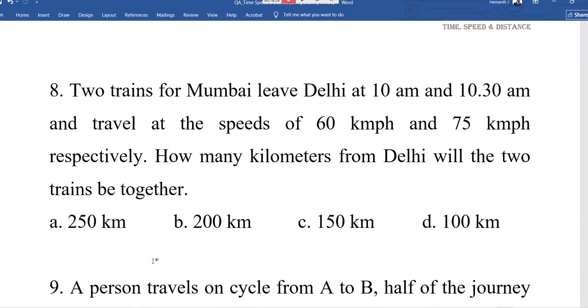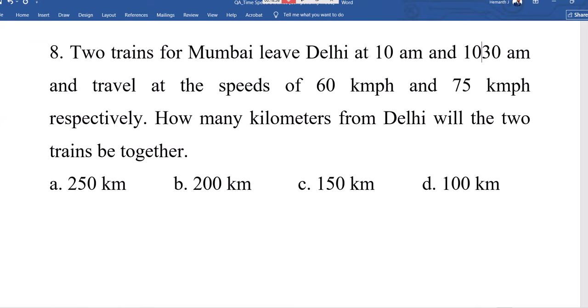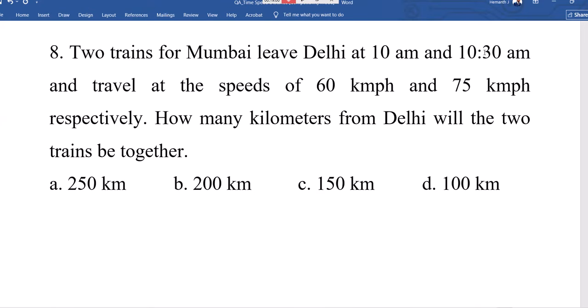Now this next question is to give you the idea regarding same direction traveling. Two trains for Mumbai leave Delhi. The timings are 10 a.m. and 10:30 a.m. My dear friend, when there are two different timings, we should work on the late time. Late time here means 10:30 a.m. You analyze what is happening. From Delhi, trains are moving to Mumbai. We don't need the Delhi to Mumbai distance. Don't worry, this is your Delhi.